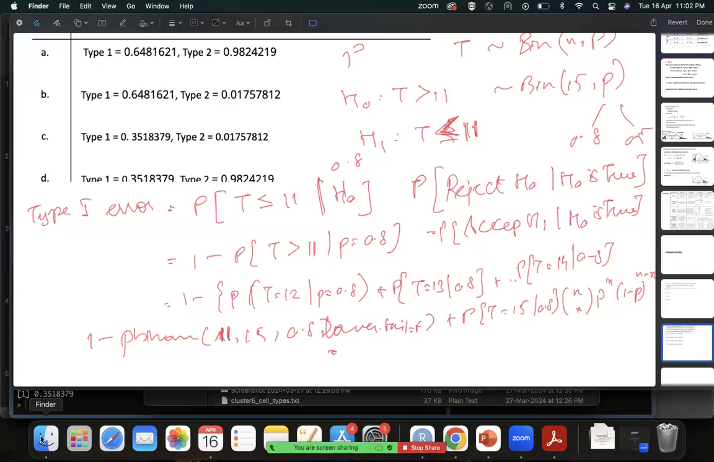If you run this, you get 0.3518. So this is your probability of type 1 error. So yeah, type 1 error could be either option C or option D.